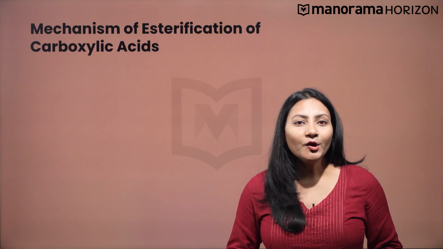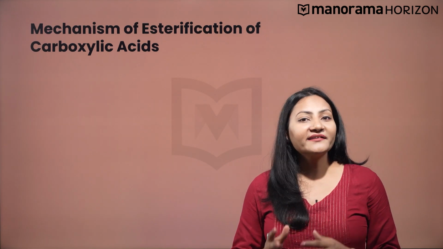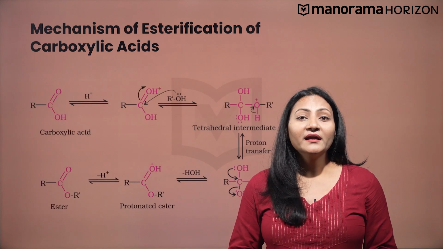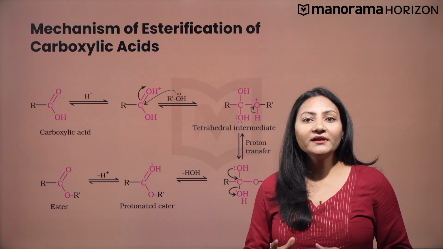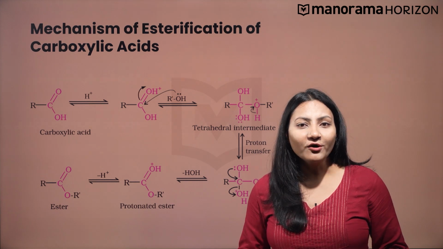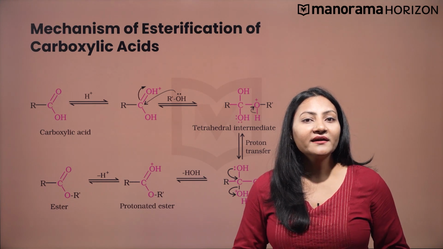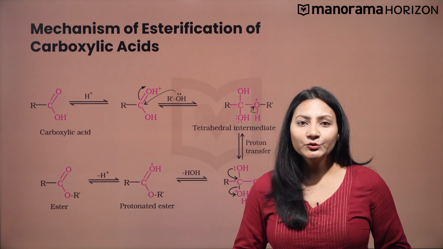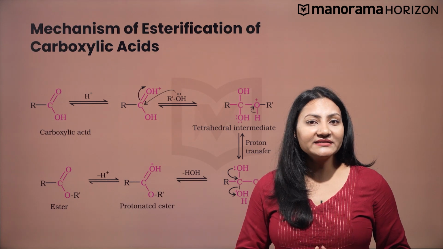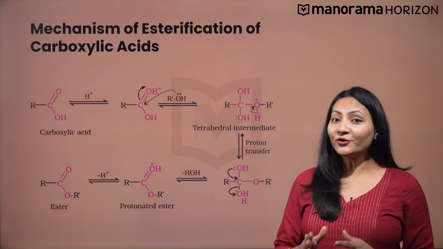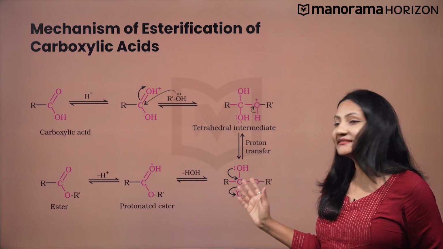The esterification of carboxylic acid with alcohol is a kind of nucleophilic acyl substitution reaction. Here, the protonation of carbonyl oxygen activates the carbonyl group towards nucleophilic addition of alcohol. Proton transfer in the tetrahedral intermediate converts the hydroxyl group into an OH2+ group, which, being a better leaving group, is eliminated as a neutral water molecule. The protonated ester so formed finally loses a proton to give an ester.